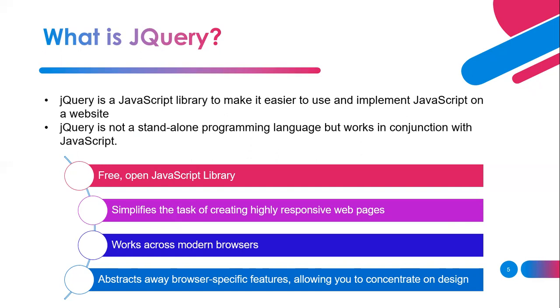jQuery is not a standalone programming language, but works in conjunction with JavaScript. jQuery is a free, open JavaScript library. To use jQuery, we just need to call the jQuery function. It works the same as the usual JavaScript. And it also simplifies the task of creating a highly responsive web page.